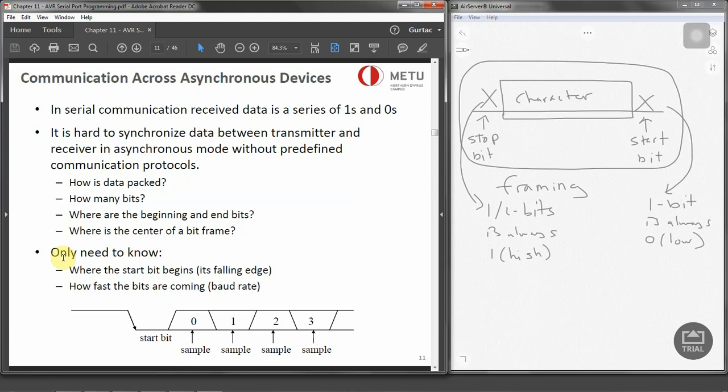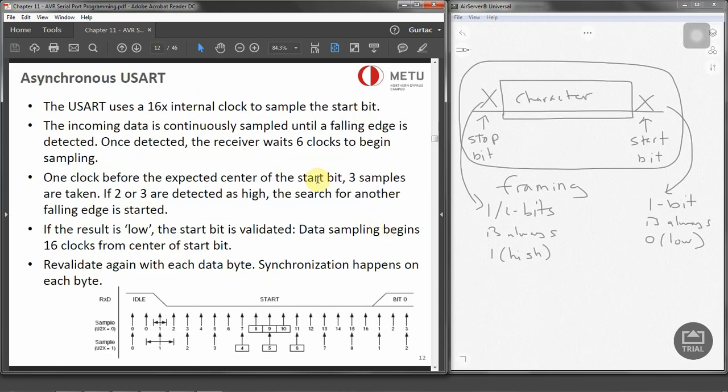So how is this done in asynchronous USART? The USART uses a 16x internal clock to sample the start bit. Okay, and the incoming data is continuously sampled until a falling edge is detected. So we're sampling, and then suddenly a falling edge starts to come in. But is this really the start bit, or is it something else that we are sending? So how is it going to understand?